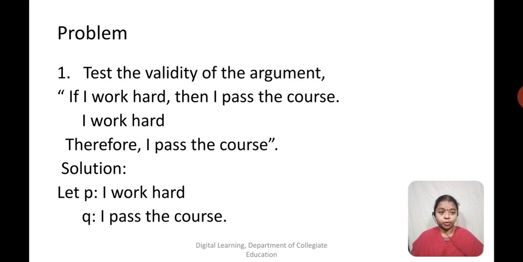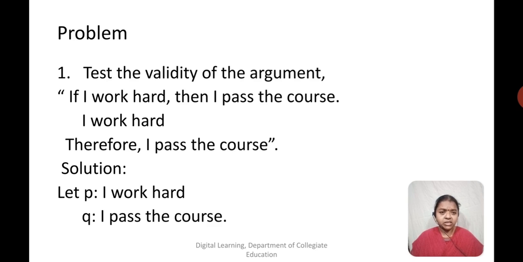So, let's see a problem using all these laws. The first problem says test the validity of the argument. Here three statements are given. Let's look into the problem very carefully. It says, if I work hard, then I pass the course. This is the first statement. The second statement says, I work hard. The third statement says, therefore, I pass the course. What you have to remember here is the first two sentences are premises. The last sentence becomes a conclusion.